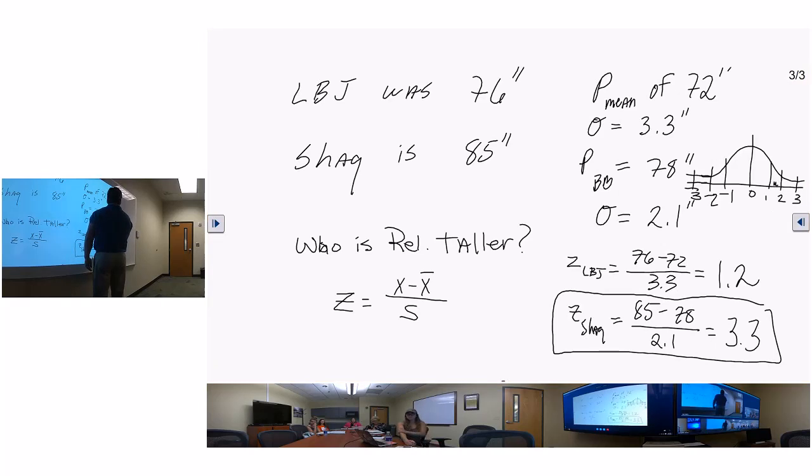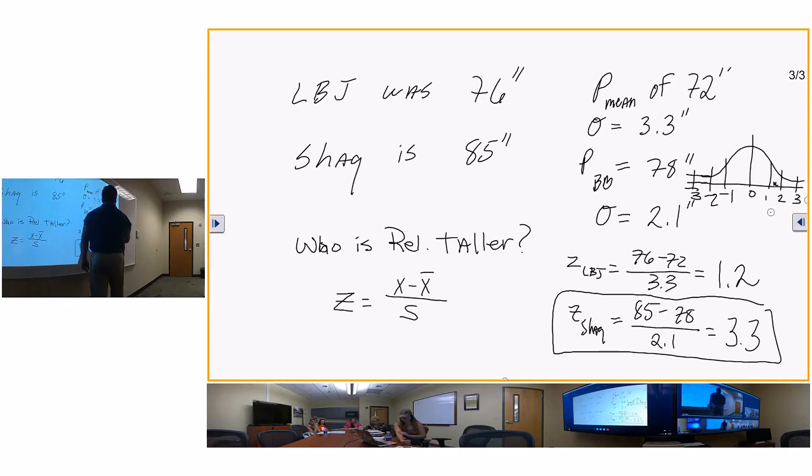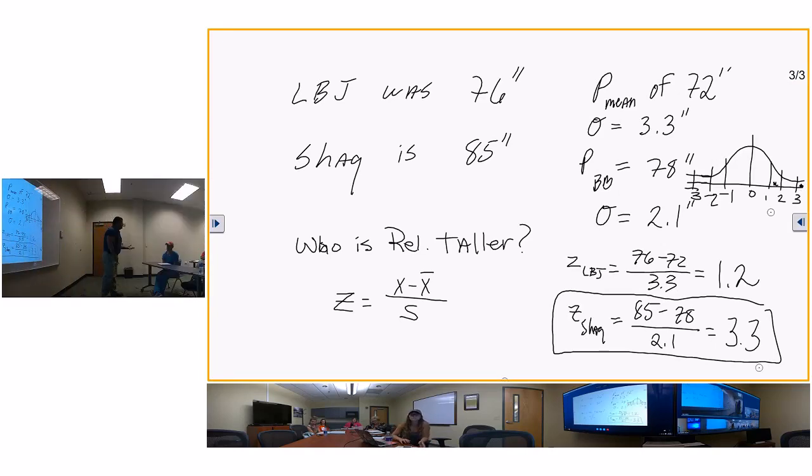1.2, right in there. And Shaq is 3.3. So he's further out, so he is more unusual. So he is relatively taller. Okay. Now let me read. The answer is LBJ, but I've made up those numbers. But if you see this question, the answer is LBJ.